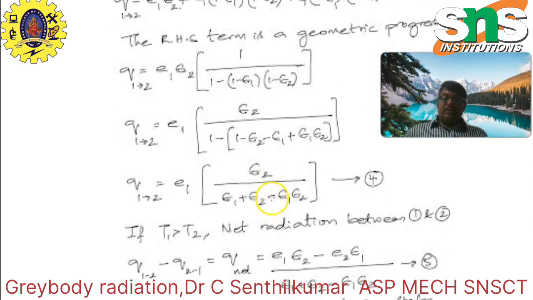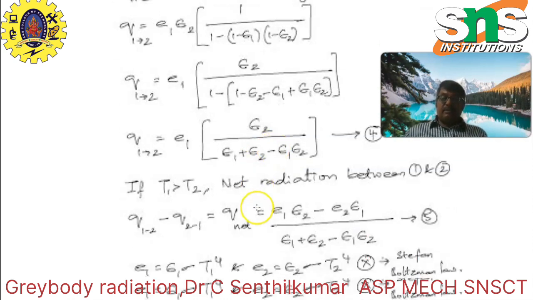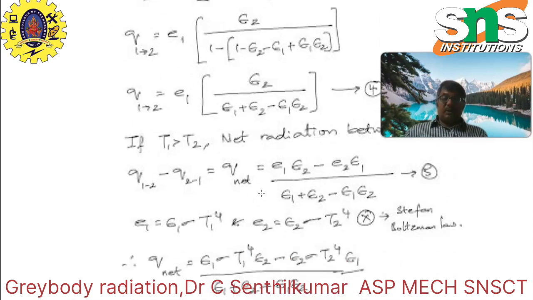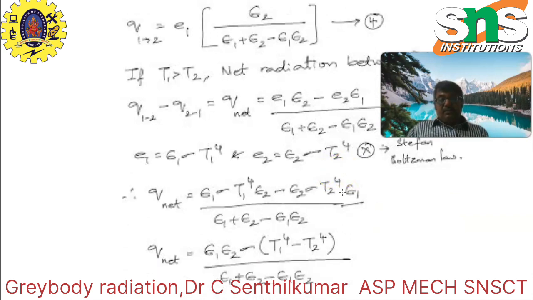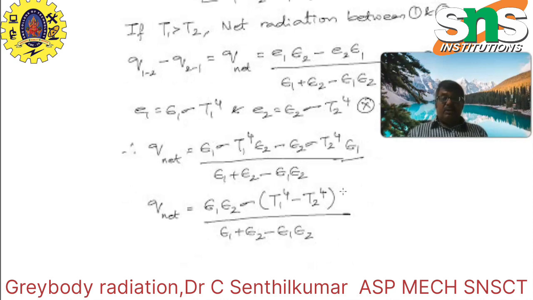So if T1 is greater than T2, the net radiation between 1 and 2 becomes Q 1 to 2 minus Q 2 to 1, which is equal to Q net, equal to (E1 emissivity 2 minus E2 emissivity 1) divided by (emissivity 1 plus emissivity 2 minus emissivity 1 emissivity 2). E1 is equal to emissivity 1 sigma T1 power 4, and E2 is equal to the same, following the Stefan-Boltzmann law. So Q net becomes, based on this equation, emissivity 1 emissivity 2 sigma (T1 power 4 minus T2 power 4) divided by (emissivity 1 plus emissivity 2 minus emissivity 1 emissivity 2).